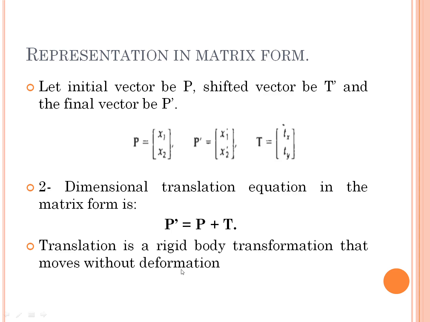Translation is a rigid body transformation, which means it does not change the shape and does not deform the body. If we want to shift the object from one position to another position, then the size and the shape of the body remain the same without deformation. The object moves from one position to another without deformation.